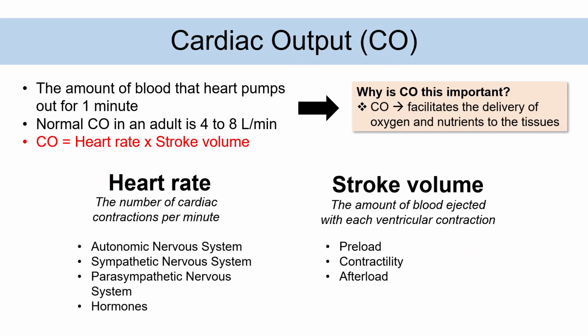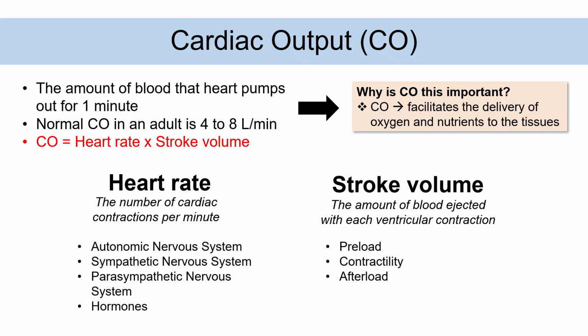So what is cardiac output? The name is telling you it's what's coming out of the heart, and by definition, it is how much blood is pumped out in 1 minute. A normal cardiac output for an adult is about 4 to 8 liters per minute, which is a pretty good amount. And the formula for cardiac output is heart rate times stroke volume.